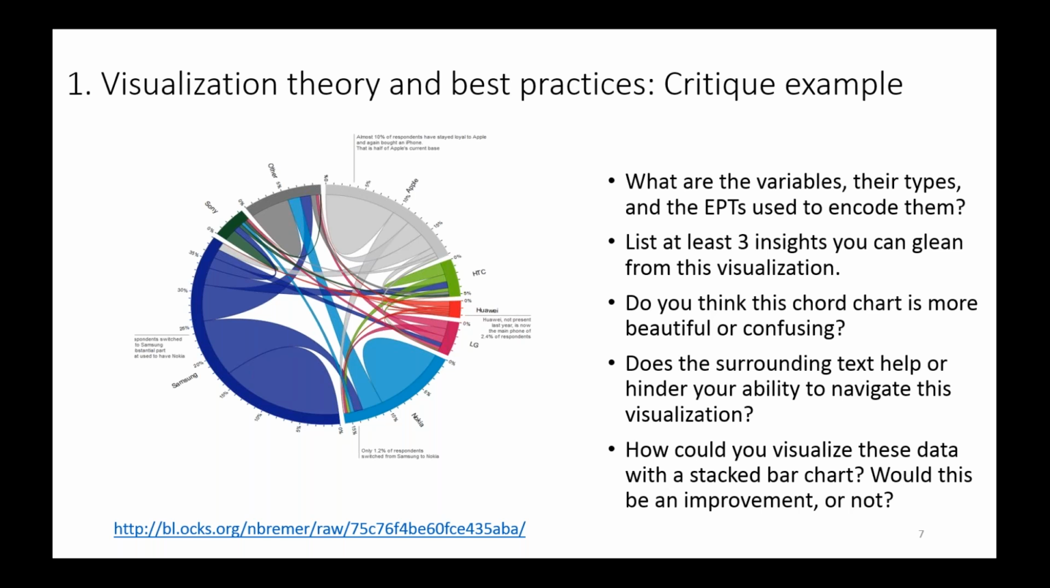After you get the hang of interpreting it, what do you think about how effective it is? The nice thing about this particular chart is you can download the data, and then we looked at whether a stacked bar chart would be more effective. For example, a chart with all of the customers from Samsung broken up and color-coded by where they migrated to. Is that a better way of visualizing these data?